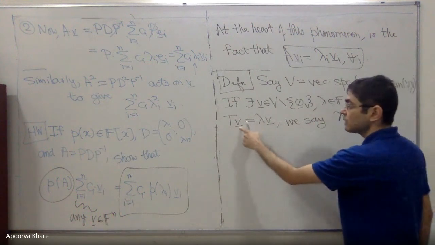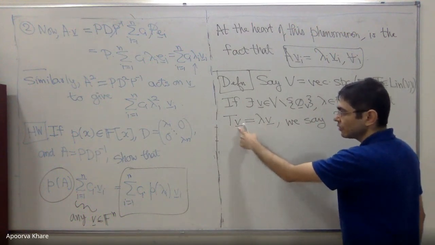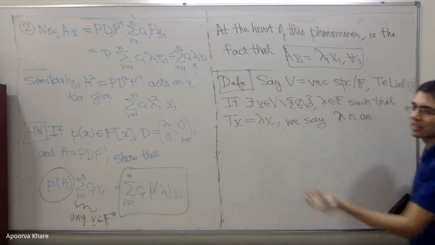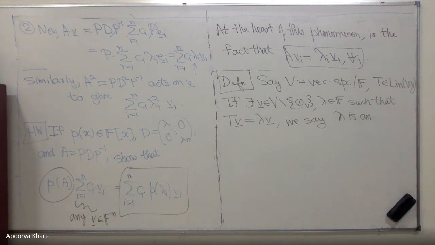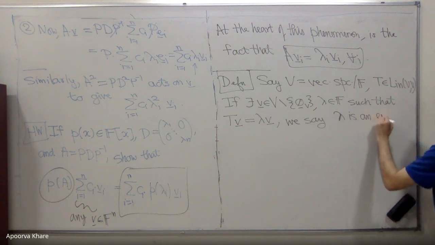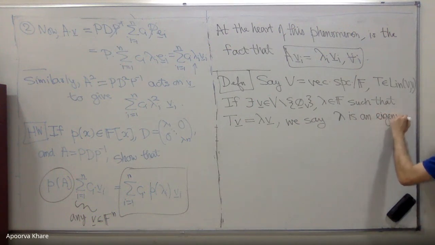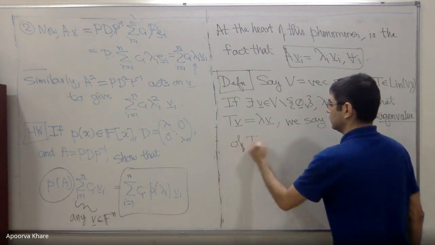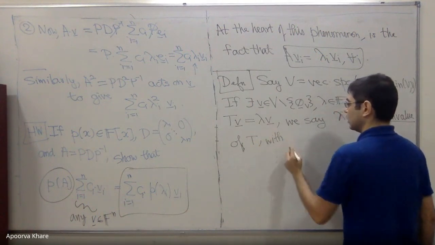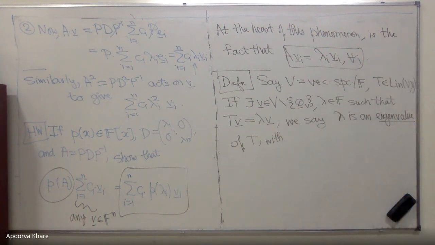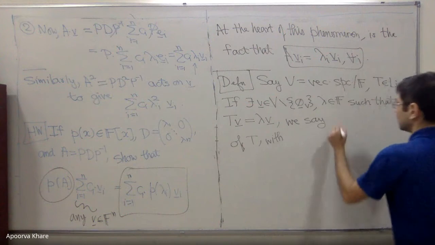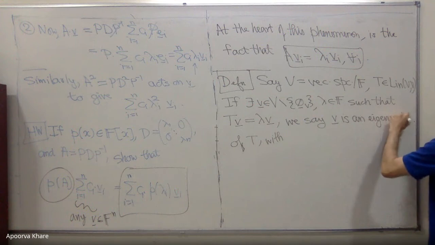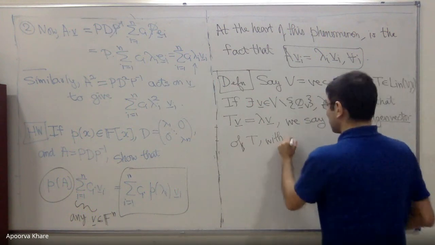So for an eigenvalue, the v must be non-zero. Because for the zero vector, T times 0 is lambda times 0 for any lambda. There is nothing there. So it's completely trivial unless the vector v at least is non-zero. So if that is true, then this is an eigenvalue of T, or maybe I should say v is an eigenvector of T with eigenvalue lambda.